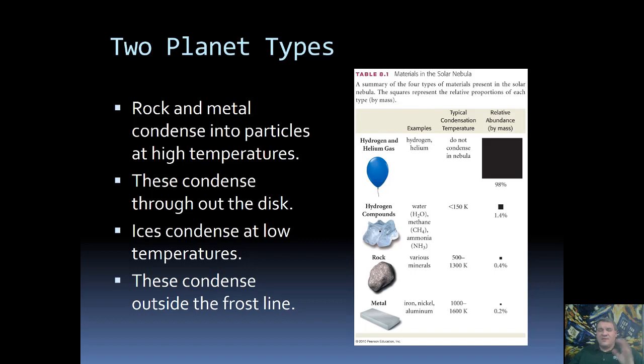Now, looking at different materials at different temperatures, metals have a very high condensation temperature, meaning that even at very high temperatures they're able to form into solid pieces. Rock is similar, although slightly cooler. And then hydrogen compounds. What we mean by hydrogen compounds are things like water, methane, and ammonia. These actually have very low condensation temperatures, which means it has to be very cold for these things to start forming into solids. Now, something I want to point out is that hydrogen and helium will never condense. Under the conditions of the solar nebula, hydrogen and helium will always remain as a gas.